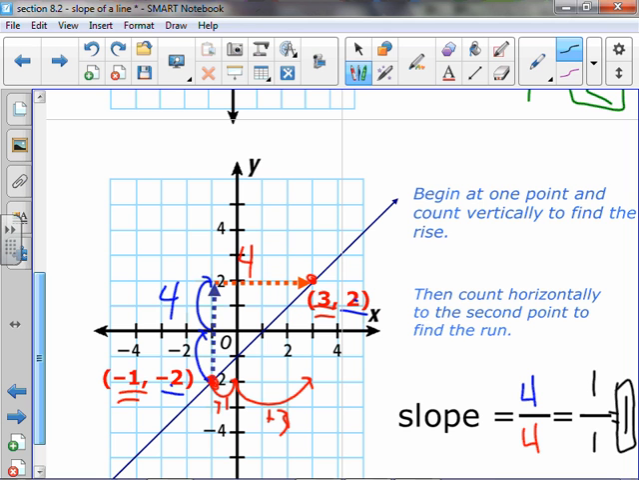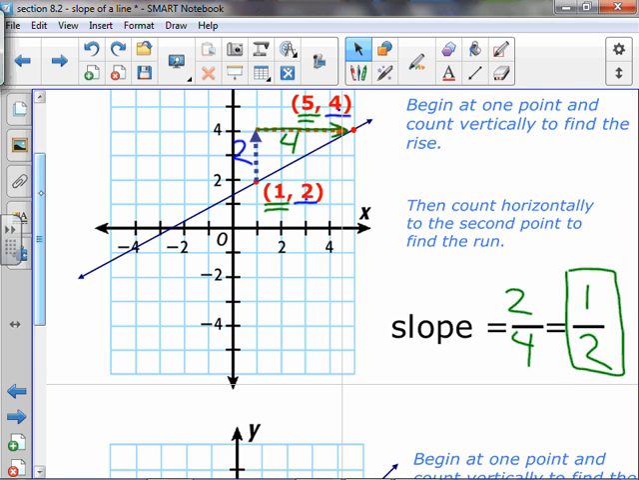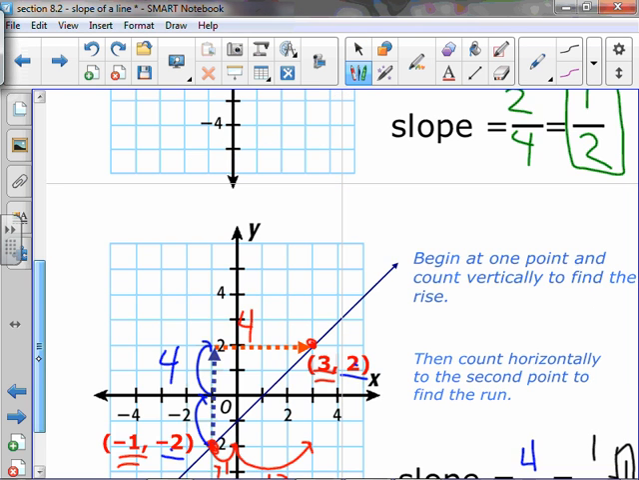Okay. That's all we're doing. My slope is 1. Now let's compare these two lines. If I'm talking about the steepness of this line up here, this line right here is a lot less steep than this line.